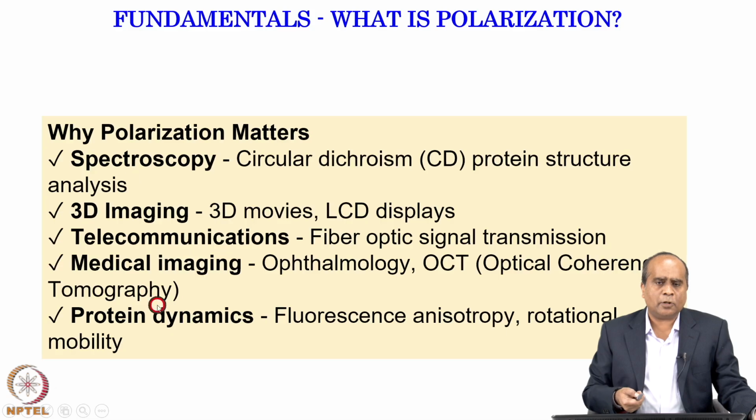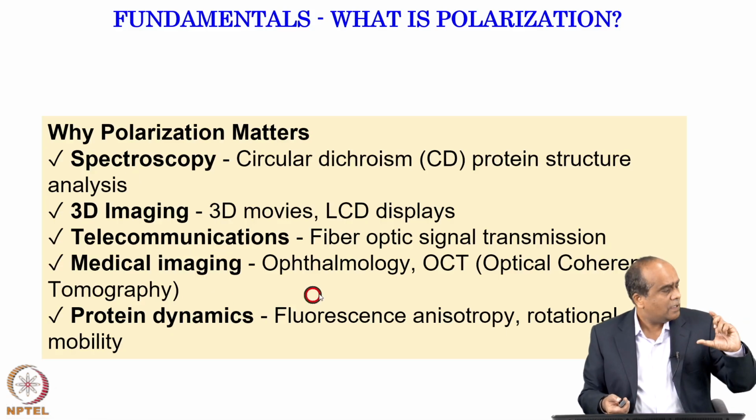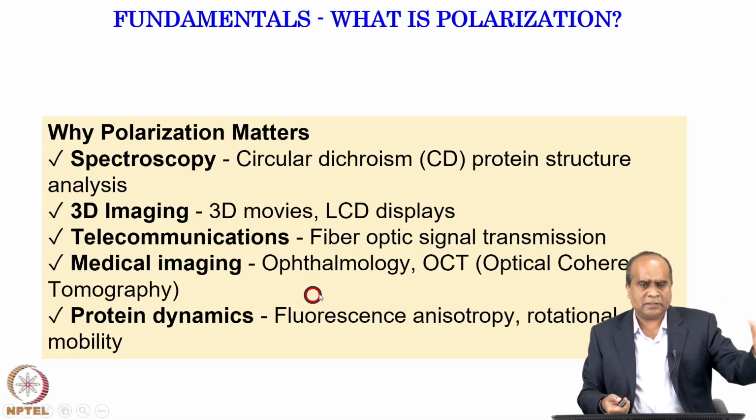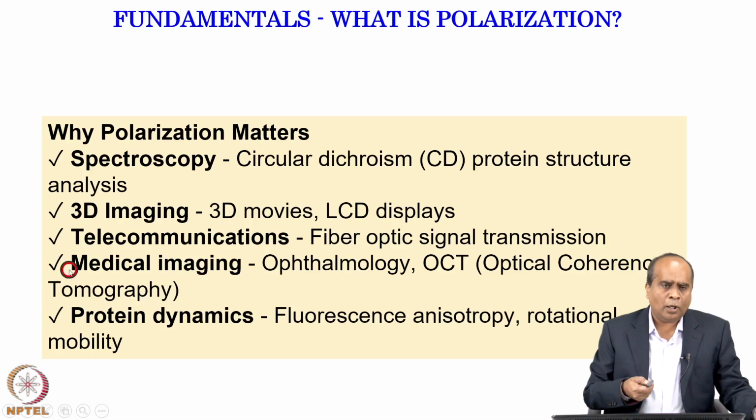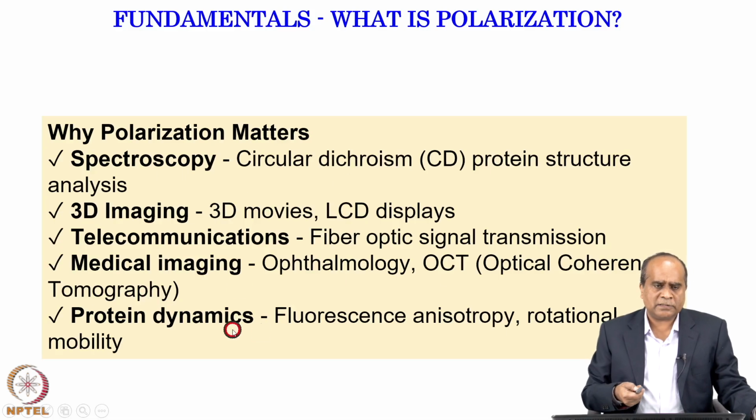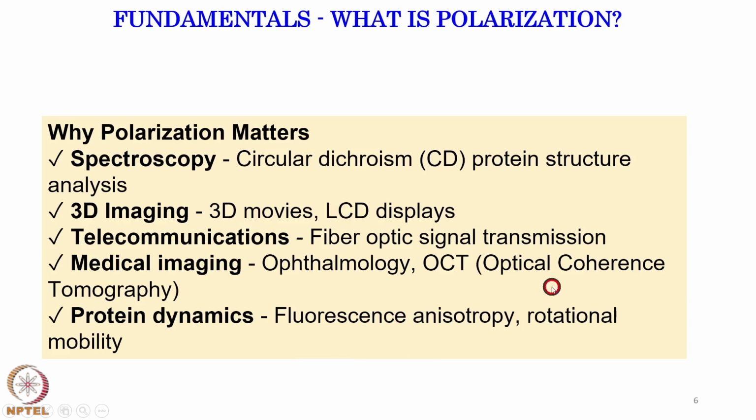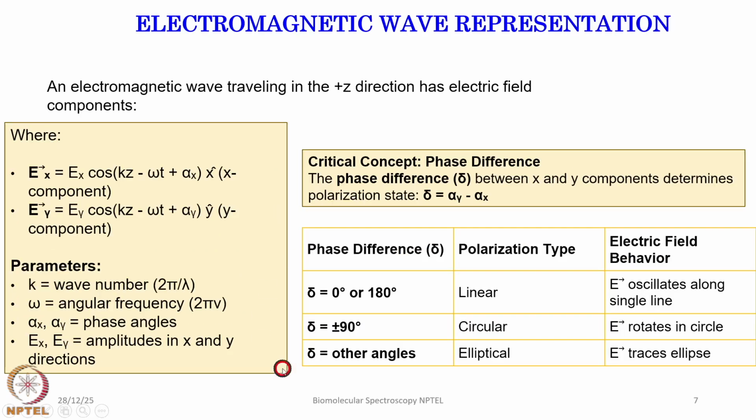Then you have telecommunication, like fiber optics signal transmission that happens, which also uses this. Even ophthalmology or OCT, optical coherence tomography, uses this polarized light, and of course, in protein dynamics we use polarized light, right. So, how does the electromagnetic wave representation happen?